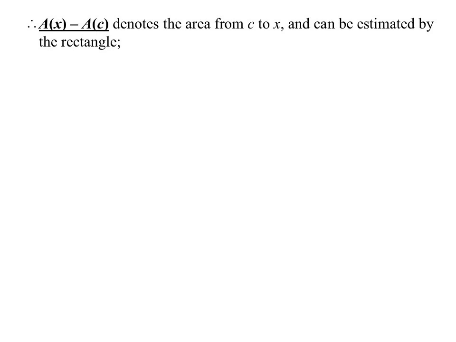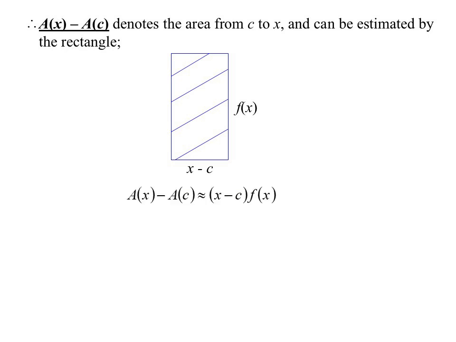Now I could estimate it with any shape I like. Let's say I estimate it with a rectangle. So the width of that rectangle would be whatever x was minus whatever c was. And then the height would be the function value of x or the function value of c, depending on whether I'm talking about an underestimate or an overestimate. I've gone with f(x) for this one. It's an approximation, but A(x) minus A(c) would be approximately equal to the area of this rectangle.